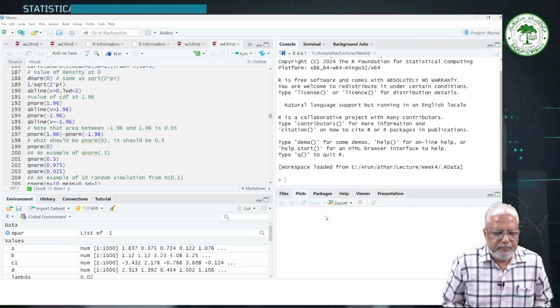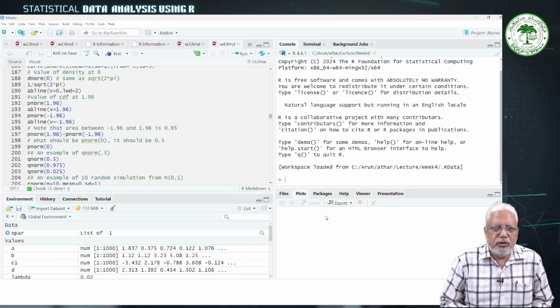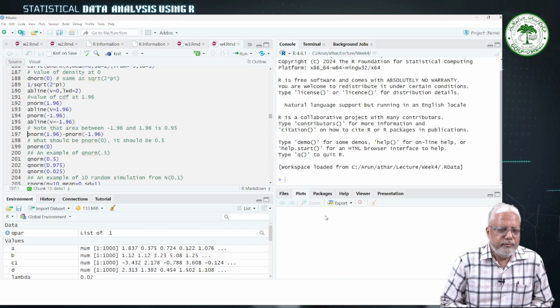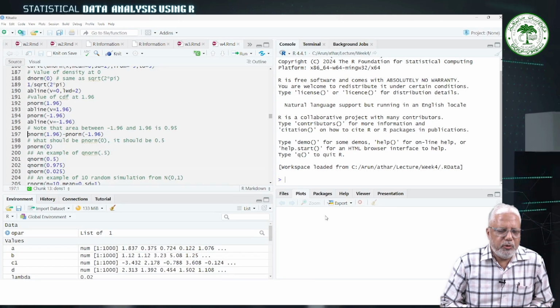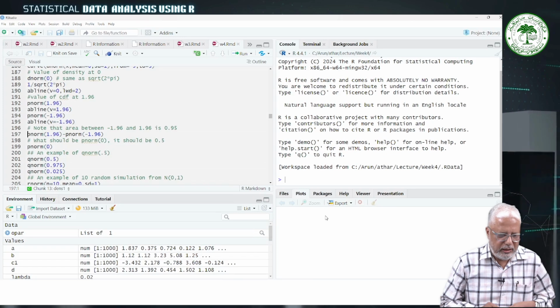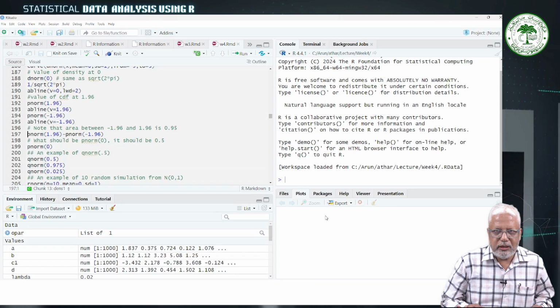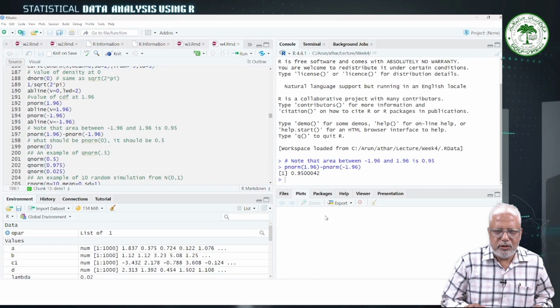Well, my dear participants, I shall continue on normal distribution. Note that the area between minus 1.96 and 1.96 is 0.95. How can we compute this area? This is nothing but pnorm(1.96) minus pnorm(-1.96), the area under the normal curve, and it is 0.95.